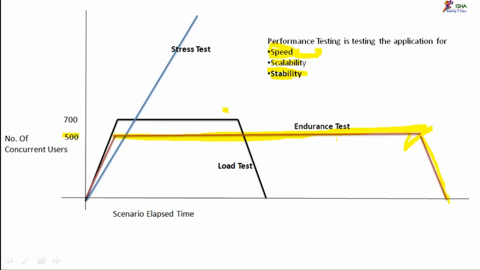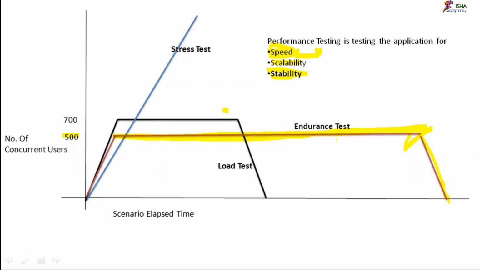In the first day, first hour, whatever the response times or the speed of the application was, should be the same in the last hour of the last day. The last hour of the third day also, the response times for all the transactions should be the same. Whatever it was in the first day, first hour, the same thing you want to see in the last day, last hour. Then you say that your application is stable and your endurance test is passed. You can say your application is stable when the response time is constant throughout these 3 days.